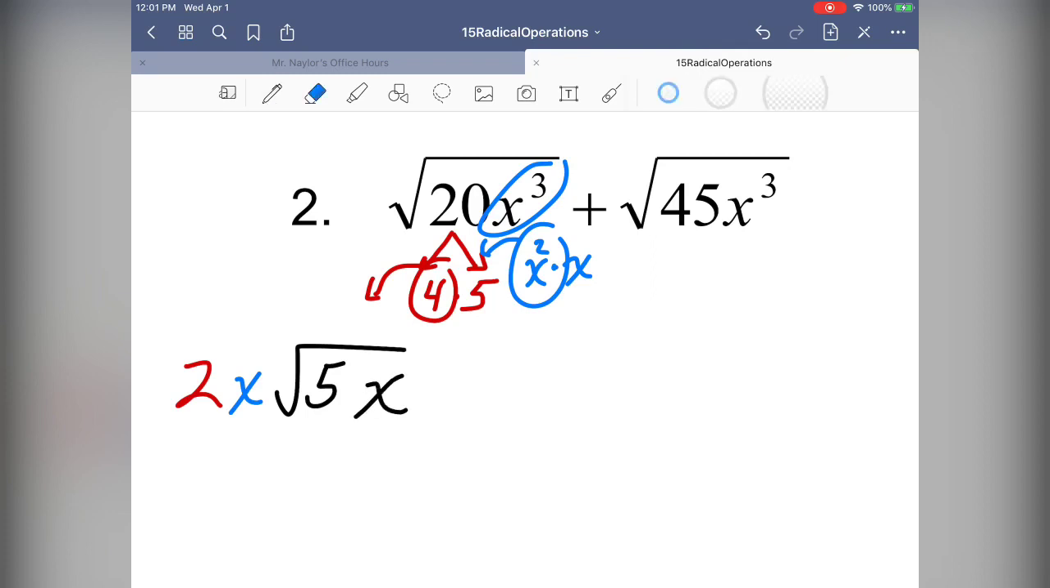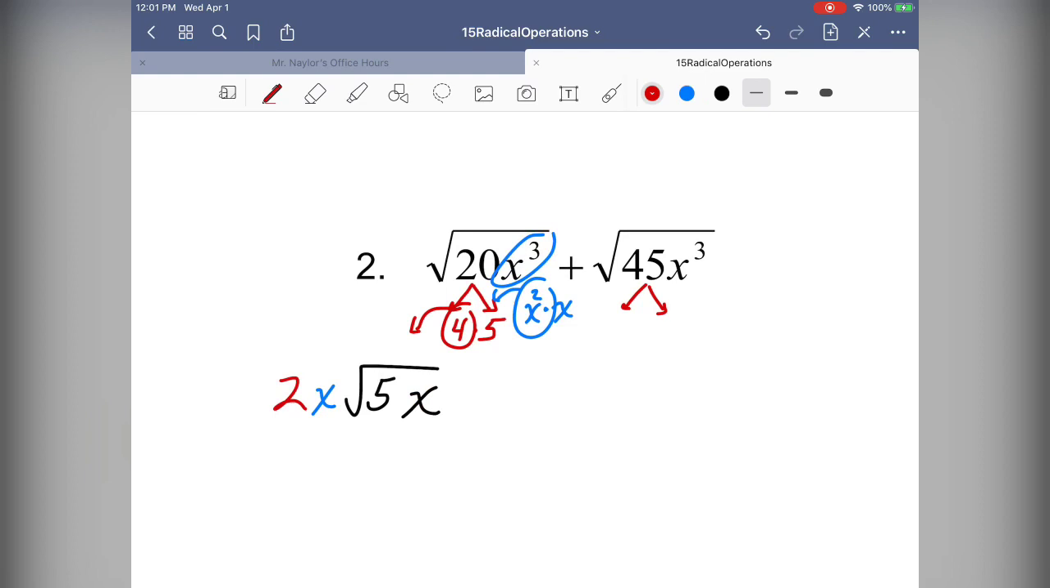Over here, same kind of business. We want to try to split up 45. We want to try to break out some of this x. How's the splitting up of 45 going? We've done this many times now. You want to find a perfect number inside of 45. It's a perfect square number. Remember, your squares are 1, 4, 9, 16.